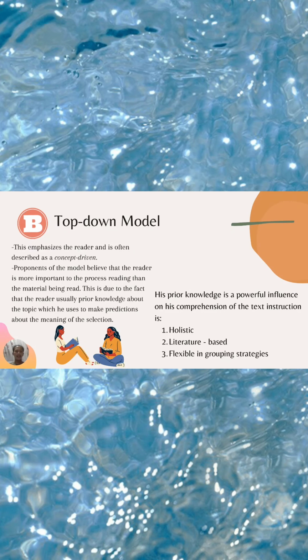Top-down model. This emphasizes the reader and is often described as concept-driven. Proponents of the model believe that the reader is more important to the reading process than the material being read. This is due to the fact that the reader uses prior knowledge about the topic to make predictions about the meaning of the selection. His prior knowledge is a powerful influence on his comprehension of the text. Instruction is: one, holistic; two, literature-based; three, flexible in grouping strategies.